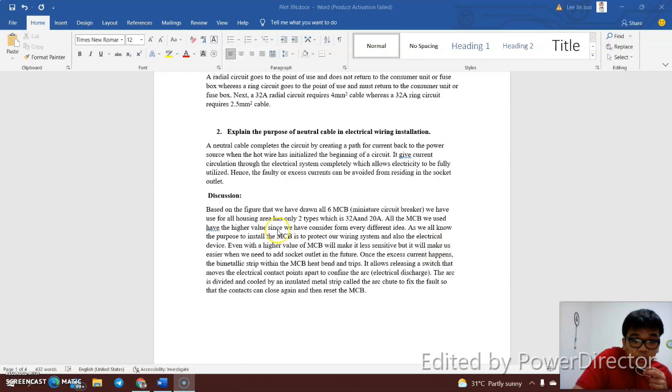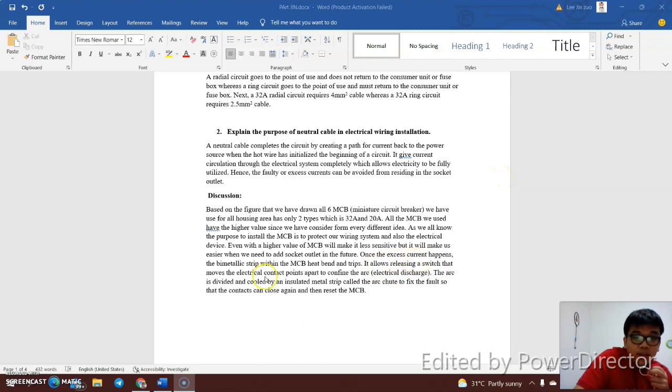As we all know, the purpose of installing the MCB in our housing area is to protect our wiring system and also the electrical devices. Even though a higher value of MCB will make it less sensitive, it will make it easier when we need to add socket outlets in the future during renovation.